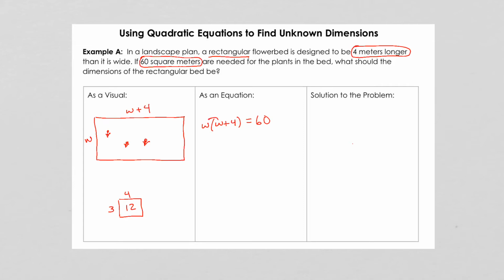Okay, and then if we use distributive principle, we get W squared plus 4W equals 60. But if we want to find the solutions here, we need to have this equal to 0. Remember our example that we talked about in the beginning. So let's subtract this 60 from both sides, and we end up with W squared plus 4W minus 60 equals 0. Okay, so here's an example when we have an equation in standard form, ax squared plus bx plus c, but we want it in factored form because we want to solve it.